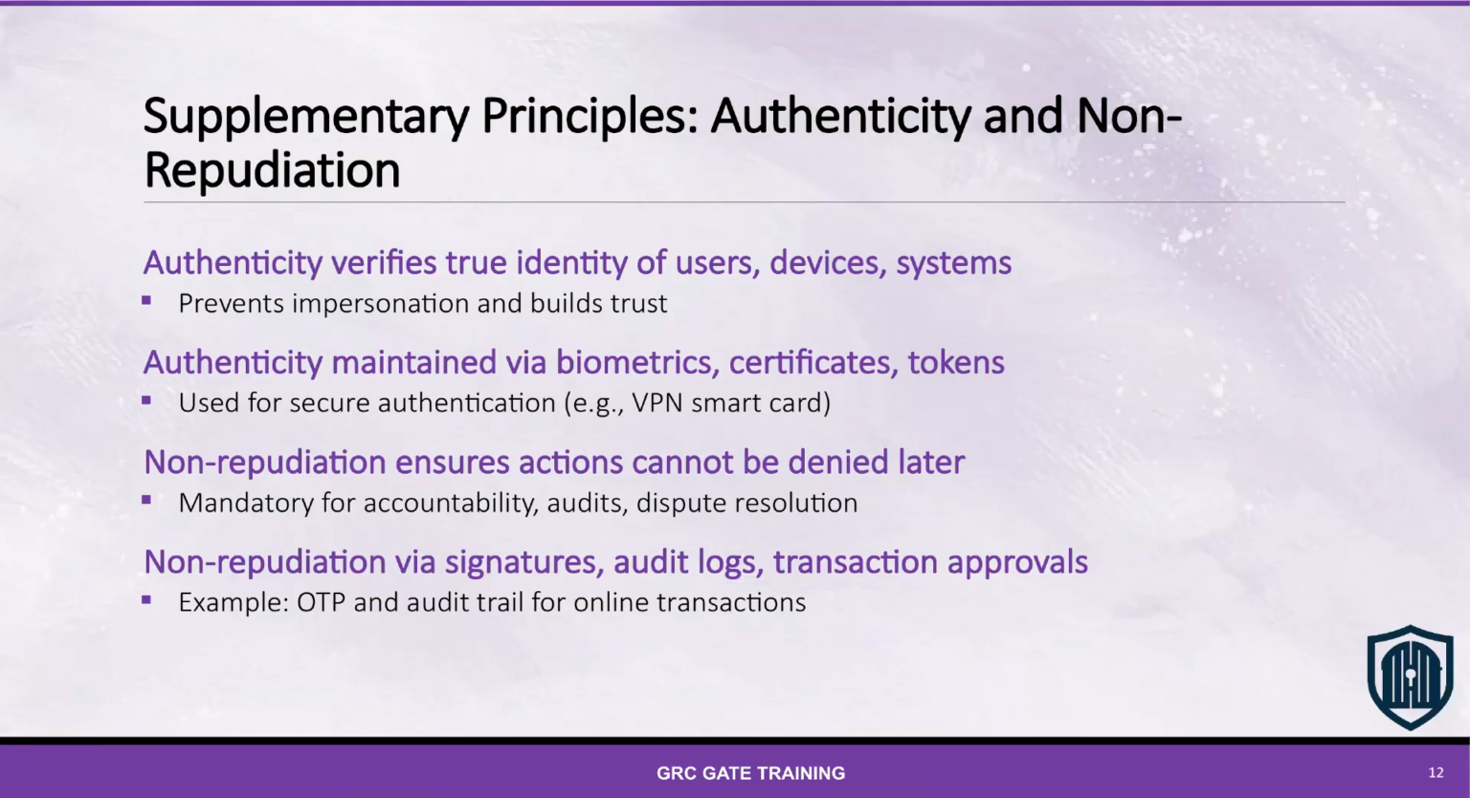Authenticity is maintained through authentication mechanisms such as biometrics, cryptographic certificates, or hardware-based authentication tokens. For example, a virtual private network, or VPN, may require users to present a smart card or fingerprint scan before granting access to sensitive corporate resources.